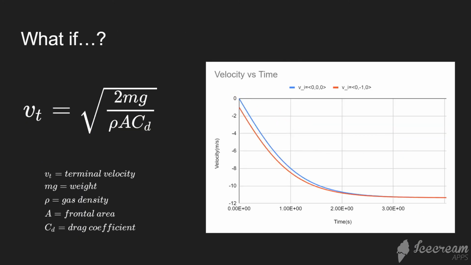Let's look at the equation for terminal velocity. Based on the equation, the terminal velocity of an object is affected by the weight, drag coefficient, density, and area, not initial velocity. I used my model with drag force to create the velocity versus time plot on the right. As you can see, the objects with initial velocities of 0 meters per second and negative 1 meter per second in the y direction start with different initial velocities. Eventually, as time progresses, they reach the same terminal velocity.